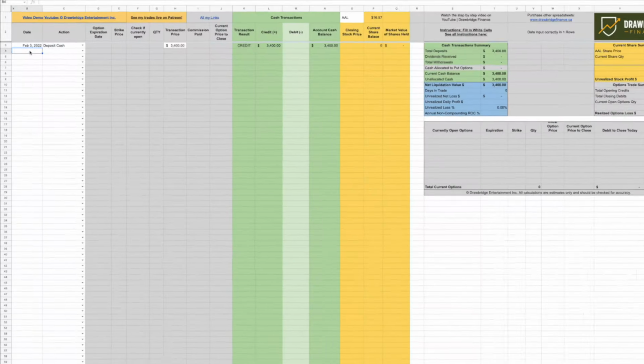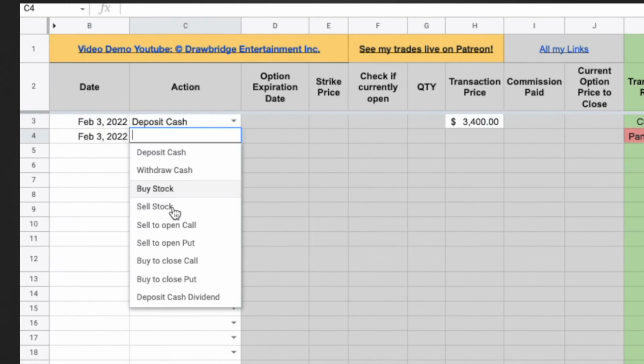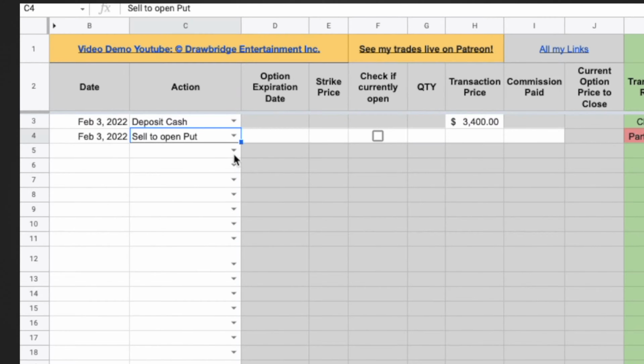Now, what I would normally do is sell a put in this case. So I might do this on the same day, February 3rd. I'm going to sell to open a put. And as soon as I do that, it's going to pop up with all of these different features. I might decide to go a month out and sell the March 4th contract, and I'm going to agree to buy AAL at a price of $14. So that'll be the put strike that I have chosen.